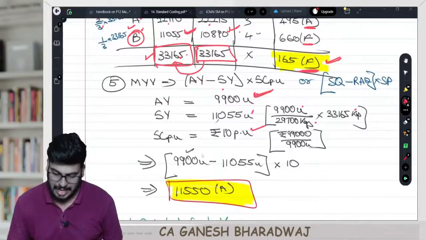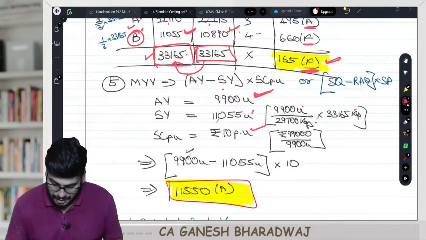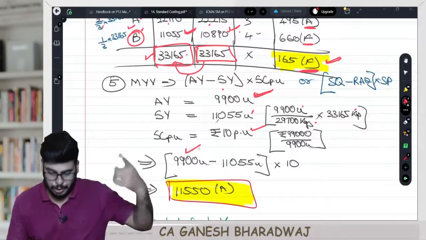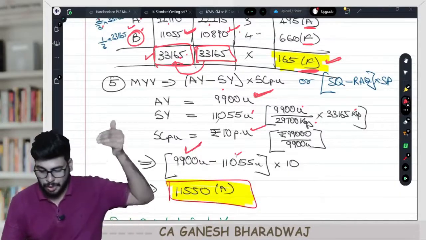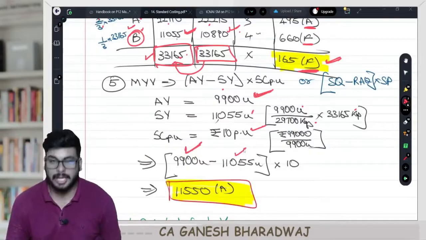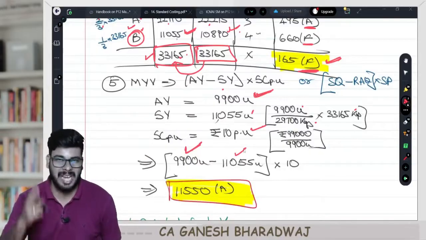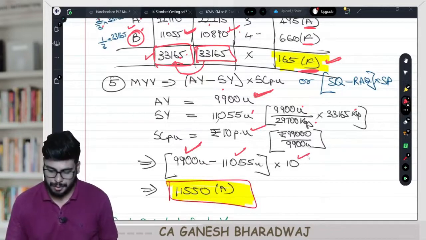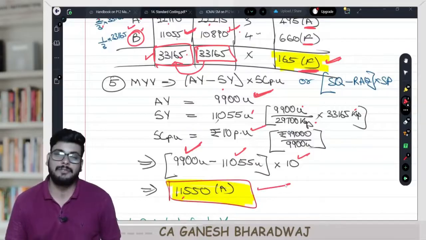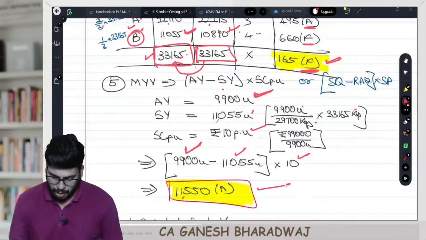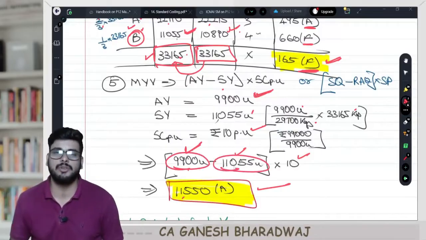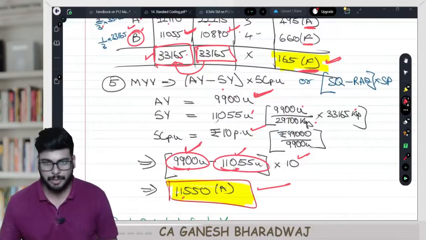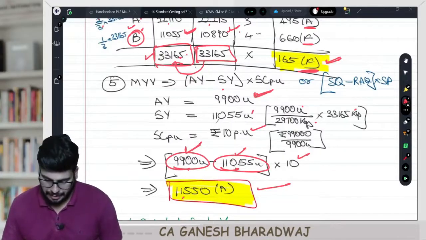So basically what has happened here is my material yield variance. The actual yield was only 9,900, but for whatever I inputted, I should have got 11,055 units, right? So I have got so many units less, my actual yield is less, and every unit cost me 10 rupees. So overall, what is going to be my yield variance? 11,550 adverse. Are you clear with this? Why adverse? Because the actual output that I got was less than the standard output that I should have got, which means clearly there is an adverse variance, and in this case it is to the tune of 11,550.